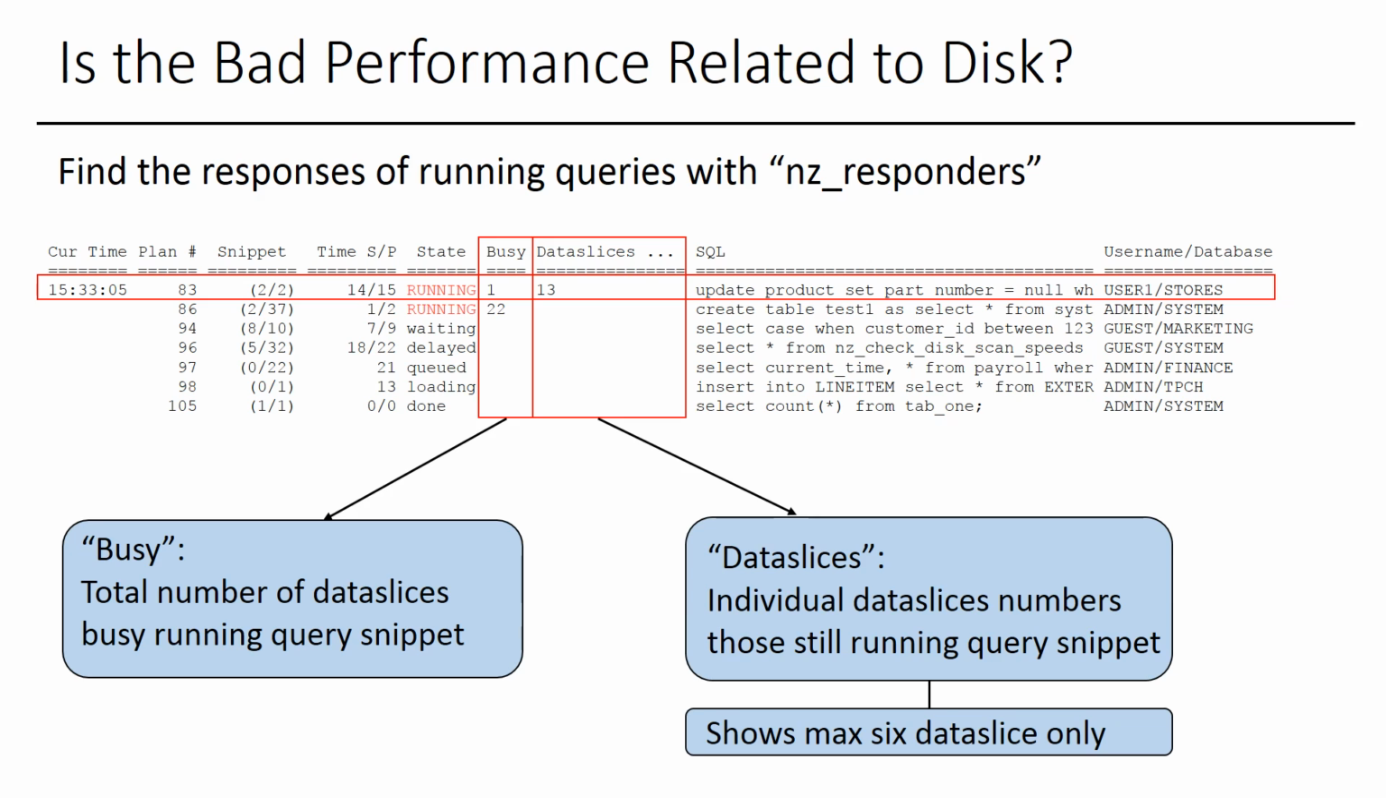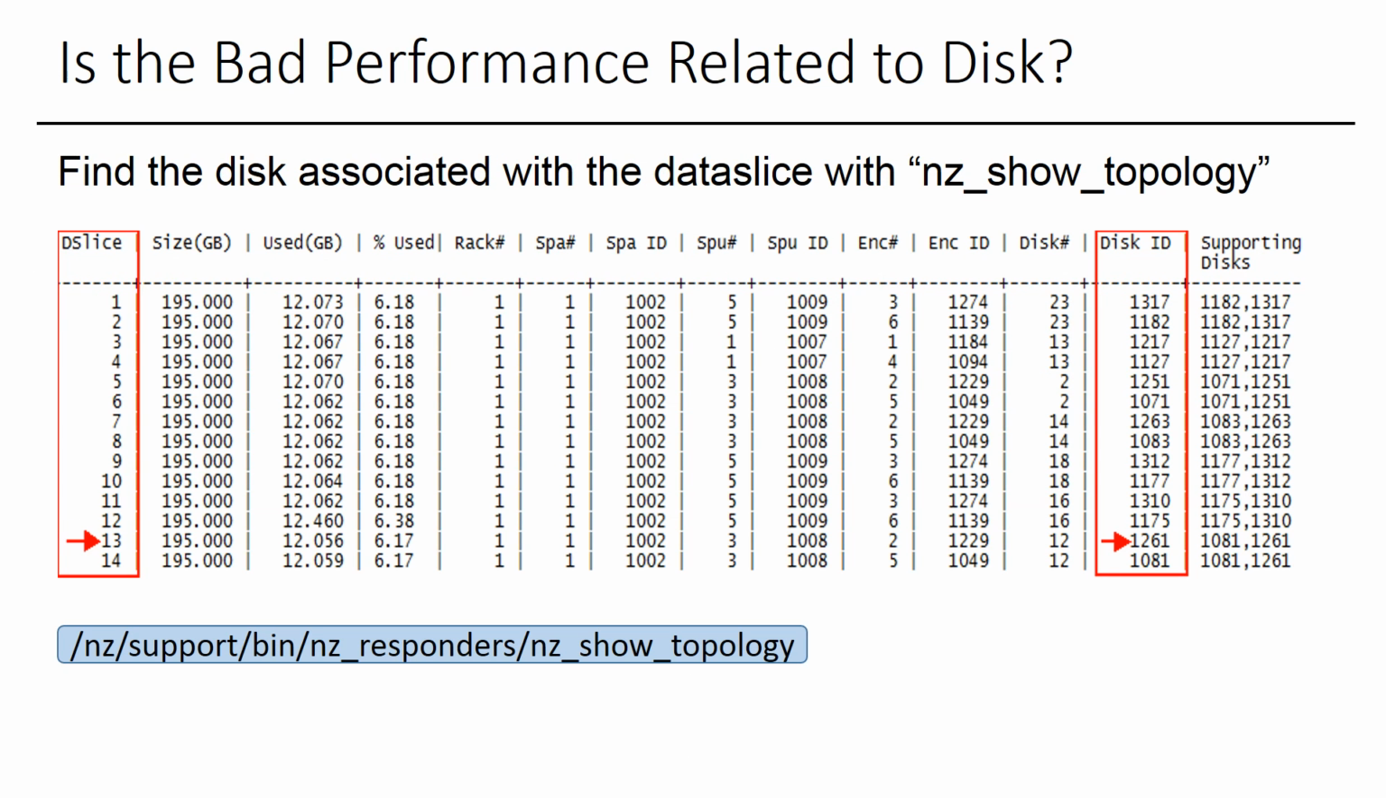Alternatively, data skewing can manifest a similar scenario, but that is a software related issue and can be verified using the nzskew command. For the sake of simplicity, assume you checked nzskew and there is no problem found. nzshow topology is another general purpose script that provides a report that describes the overall disk topology. You can use this script to find out the actual disk associated with the data slice that you found with nzresponders earlier. Here you can see 1261 is the associated disk for data slice 13.